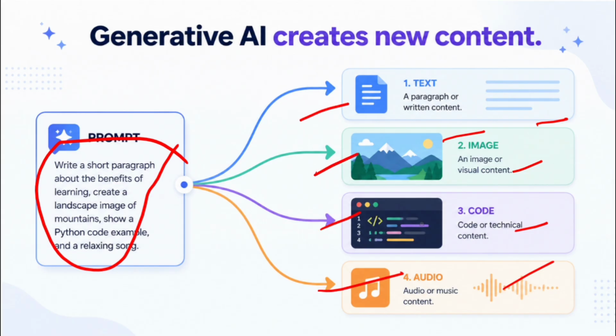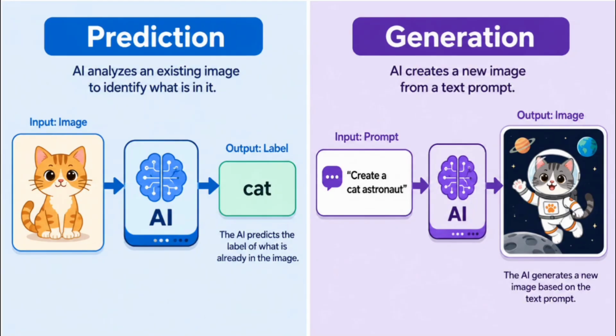The important word here is generate. The system is not only labeling things into text, image, code, and audio, but it is generating those. However, generated content is not automatically correct. A generated image may contain strange details. Generated code can contain mistakes. Output should always be reviewed by a person.